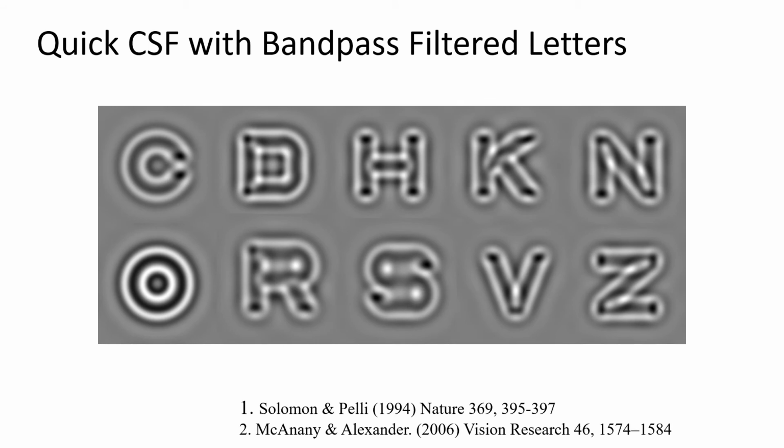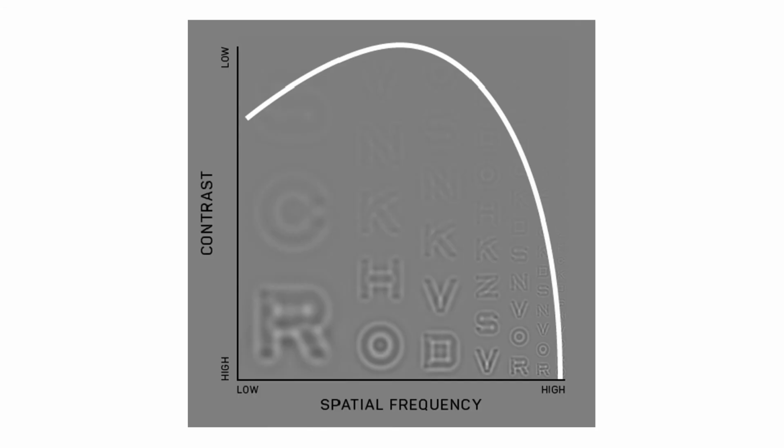Based on these results, we implement the quick CSF method with a 10 alternative forced choice letter identification task using filtered Sloan letters. Here's a new illustration of the contrast sensitivity function with bandpass filtered letters. From left to right, letter size decreases. From top to bottom, letter contrast increases. The contrast sensitivity function divides them into visible letters and invisible letters.